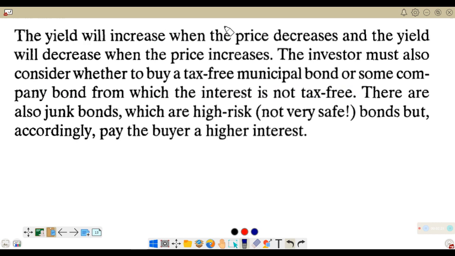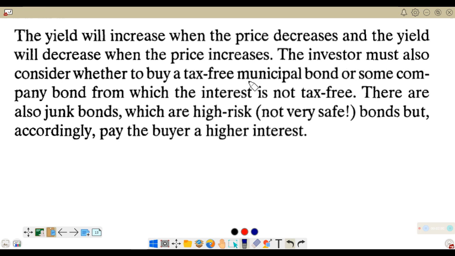So the yield will increase when the price decreases, and the yield will decrease when the price increases. Okay, alin yung good dito? So the yield will increase when the price decreases. This is bad. Kasi we want our bonds to reach its face value. So at the end of the term or the maturity date, dapat it is really close to the face value. So we expect the yield to decrease.